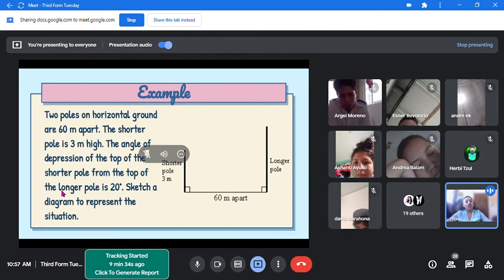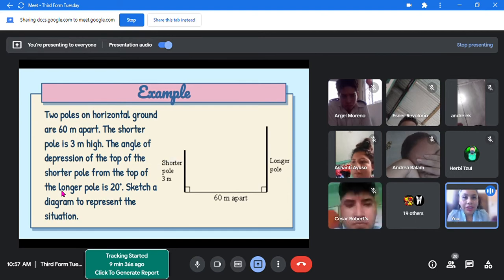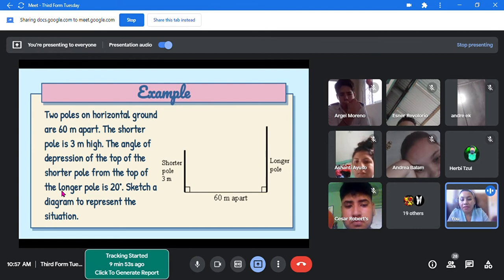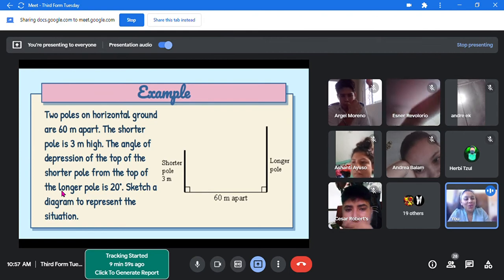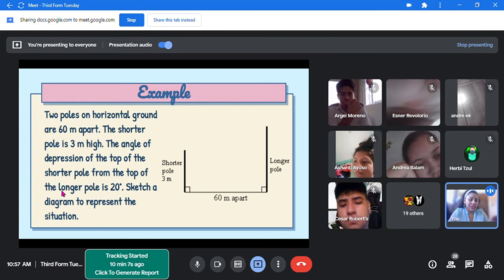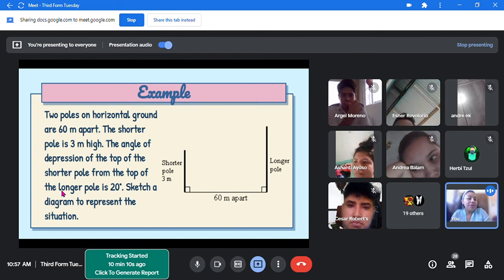How do we illustrate a word problem? This first example is: two poles on horizontal ground are 60 meters apart. The shorter pole is 3 meters high. The angle of depression of the top of the shorter pole from the top of the longer pole is 20 degrees. Sketch a diagram to represent the situation. This talked a lot, and it said a lot of poles and depression and top and bottom, and you have to be able to understand what it is saying. I'm going to read it again.